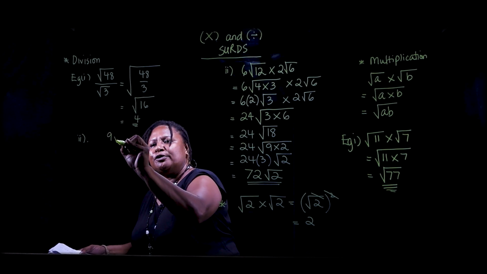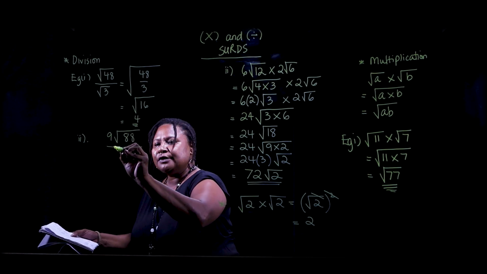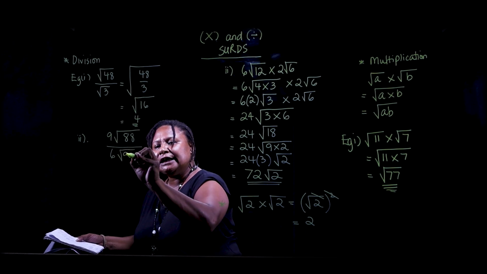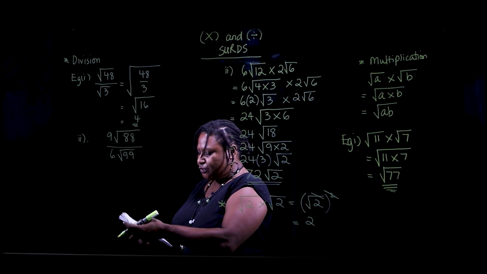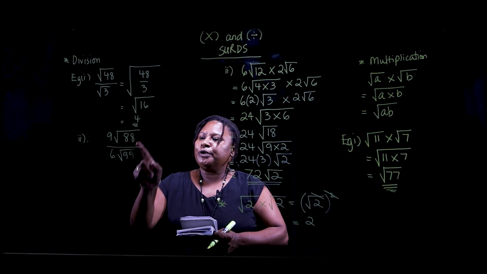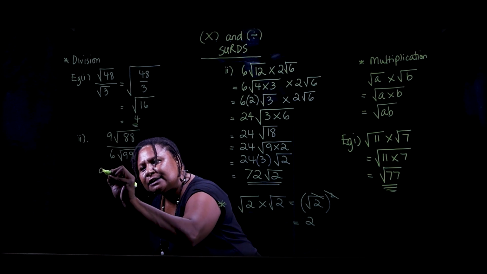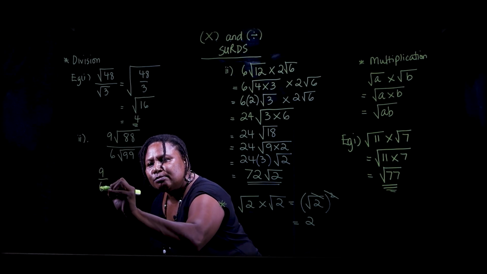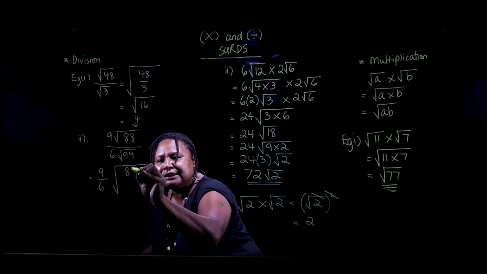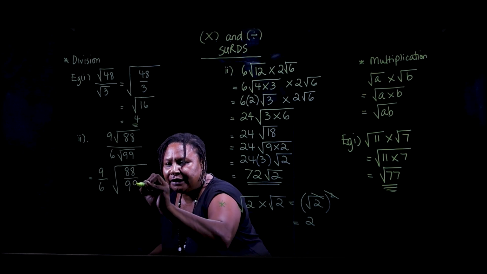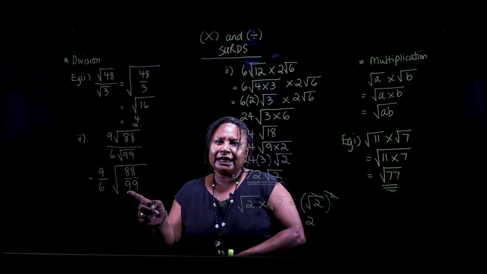So we have 9 root 88 divided by 6 root 99. Now, we can rewrite this so we put the fraction on its own. So 9 over 6 is multiplied by the root of 88 divided by 99. Once we've done this, we can simplify 88 and 99.